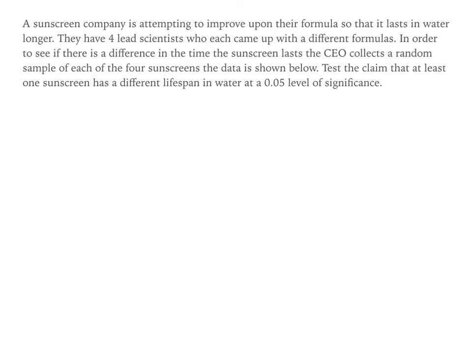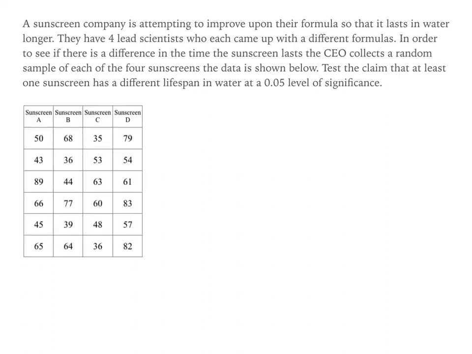So let's do an example. A sunscreen company is attempting to improve their formula so that it lasts longer in water. They have 4 lead scientists who each came up with a different formula. In order to see if there's a difference in the time the sunscreen lasts, the CEO collects a random sample of each of the 4 sunscreens. The data is listed below. Test the claim that at least one sunscreen has a different lifespan in water at a 0.05 level of significance. So first we're going to list A in list 1, B in list 2, C in list 3, and D in list 4.